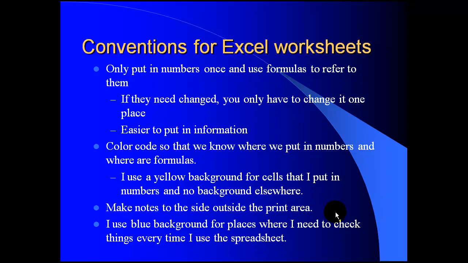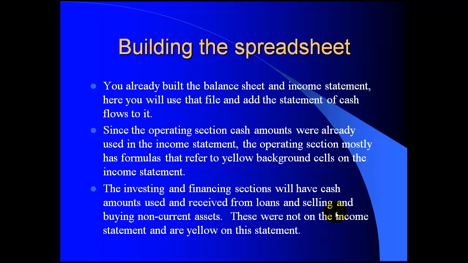So here's just the conventions for our Excel worksheet. We want to color code everything, so we only put in numbers once. Blue background, we have to check things out. You're going to use the file that you've already done, the spreadsheet for the balance sheet and the income statement. Then we're going to build the cash flow here.